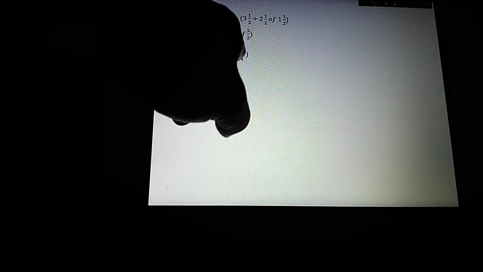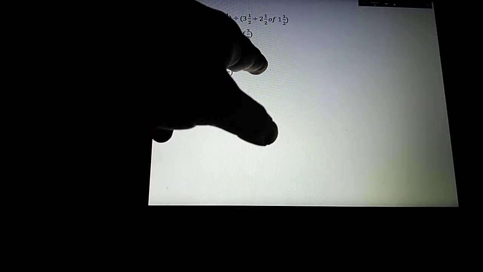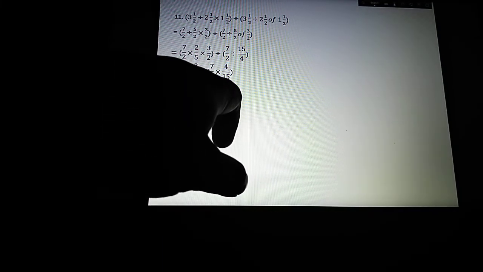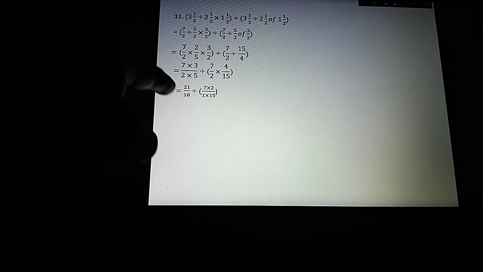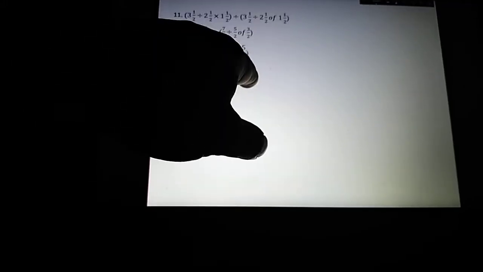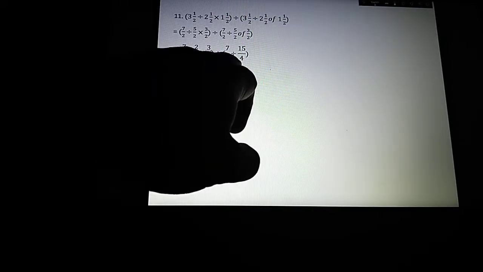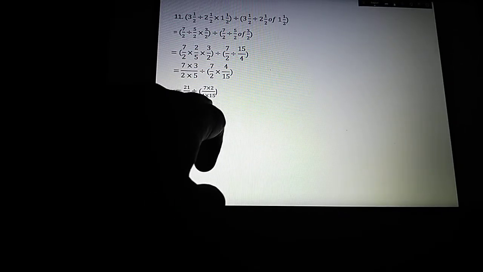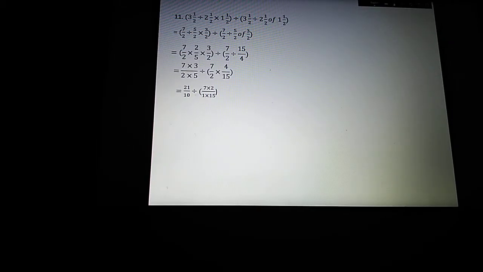And similarly, we have to divide 7 by 2 divided by 15 by 4. We convert the divide sign into a multiplication sign, and we write the reciprocal of 15 by 4. It is 4 by 15. So 7 3s are 21, 2 5s are 10. Very easy. And here 4 and 2 both are divisible by 2. 2 1s are 2 and 2 2s are 4. That's why it turns to 1 into 15 in the denominator, and 7 into 2 in the numerator.